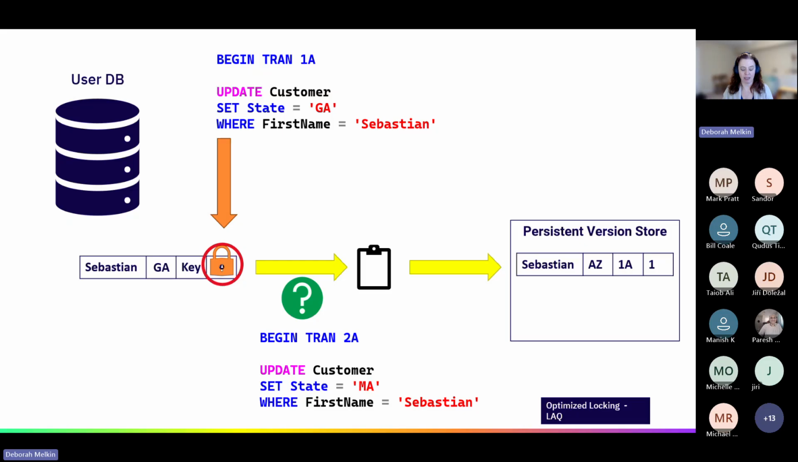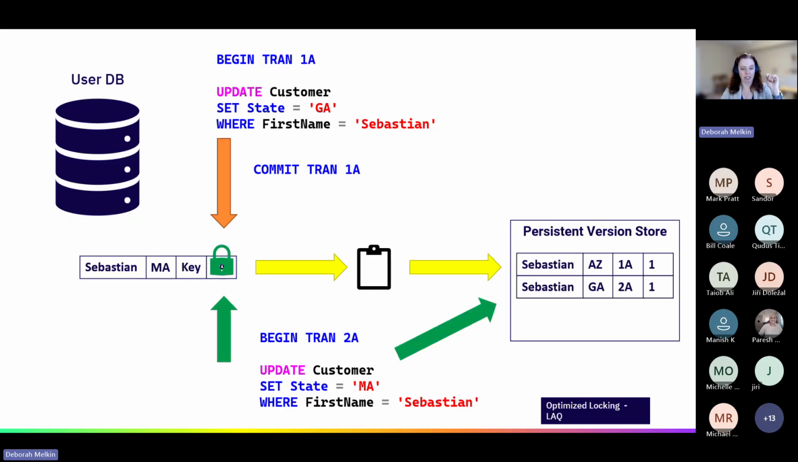Is it going to be something that matches? Well, we're doing it on first name, and yes, Sebastian matches. So therefore, I have to wait. It's qualified. So what am I waiting for? I'm waiting for this commit. And once this commit is done, this second transaction can say, oh, it's free.